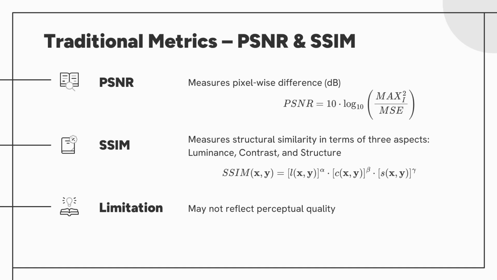Then, what are PSNR and SSIM? PSNR measures pixel-wise differences in decibel scale, while SSIM evaluates structural similarity considering luminance, contrast, and structure. Both metrics provide objective measurements, but they don't align well with human visual perception.